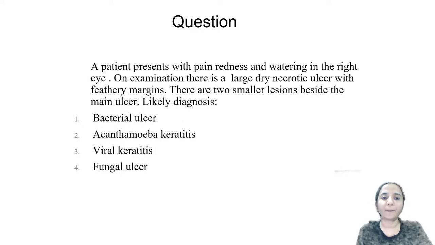So what is the topic? Let me first start with this question. As I told you, most of the questions today are clinical. So this is the kind of question that we can expect. A patient is presenting to us with pain, redness and watering in the right eye. On examination, we are told that there is a large and dry necrotic ulcer with feathery margins. And there are two smaller lesions which are located beside the main ulcer. And we are asked what is the likely diagnosis. The options given to us are bacterial ulcer, acanthamoeba keratitis, viral keratitis, or fungal corneal ulcer.